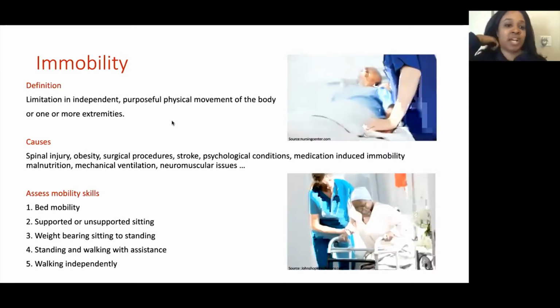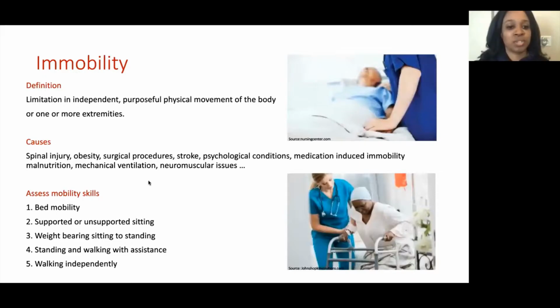Immobility is defined as a limitation in independent, purposeful, physical movement of the body or one or more extremities. There are several causes leading to immobility, including this list. It's not a complete list, but these are some of the common issues. And a crucial part of immobility is the ability to assess the patient for mobility, which we'll get into later.